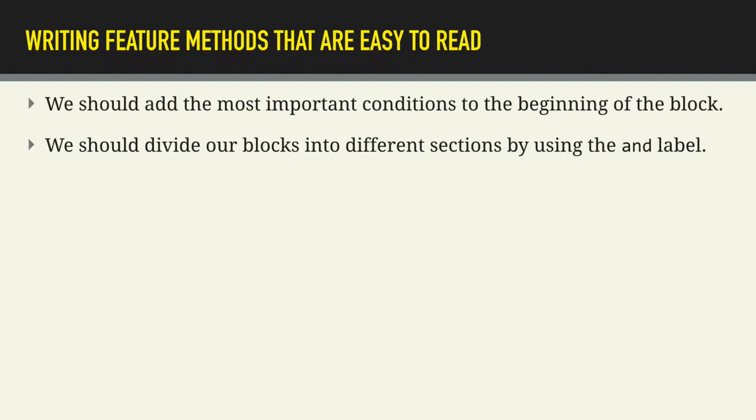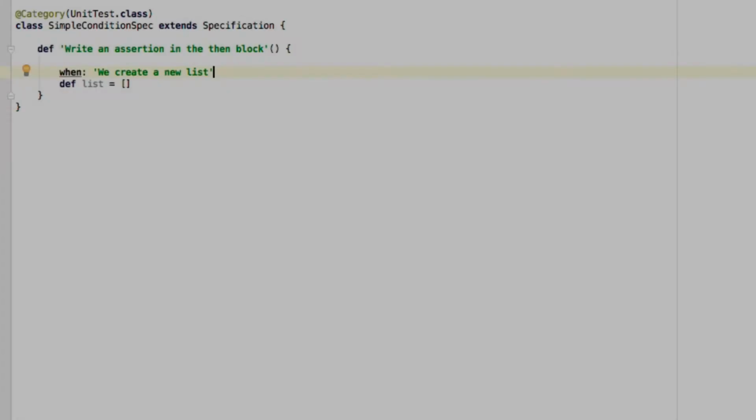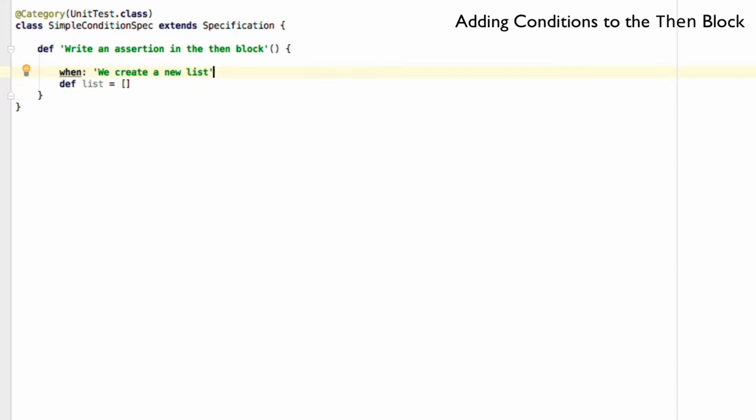Next, we will find out how we can add new conditions to the then and expect blocks. As we know, we can write assertions by adding new conditions to the then or expect block of our feature method. Let's take a look at 2 examples that demonstrate how we can add conditions to our feature methods. First, let's write 2 conditions which verify that our feature method creates an empty list. We can do this by adding a then block to our feature method and adding our conditions to that block.